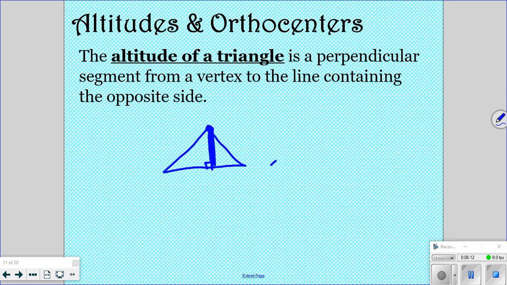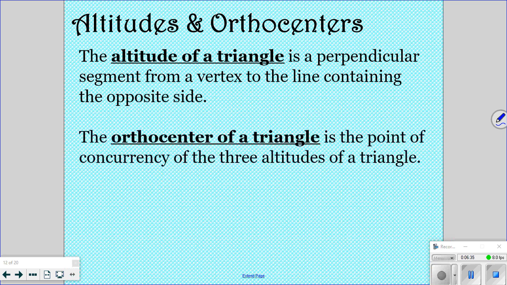If you have a right triangle, then the altitude coming from this vertex would be this side. And if you have an obtuse triangle, your altitude is going to come down and it's going to be perpendicular, and you have to extend your side. But those are your altitudes for different triangles. You can draw 3 altitudes, and the orthocenter is where the 3 of those are going to intersect.